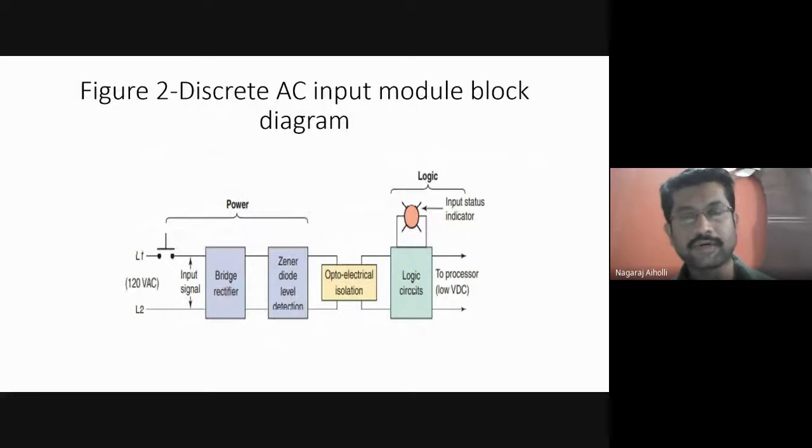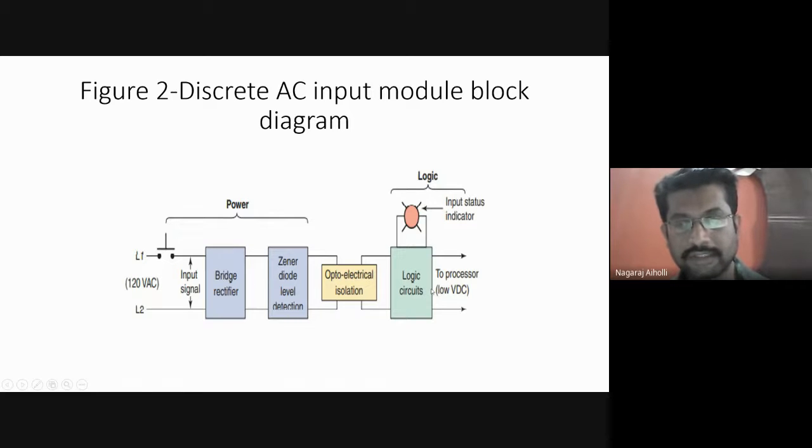Then this is one important topic where we have discussed the block diagram of the discrete AC input module, where we are applying the input signal. The bridge rectifier converts AC to DC. The Zener diode detects the level. Then optical isolation, optoelectrical isolation, provides the isolation in terms of light between the input section and the output section. That we are seeing in the next figure.